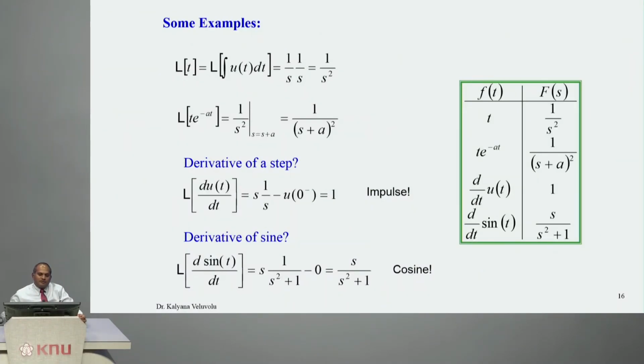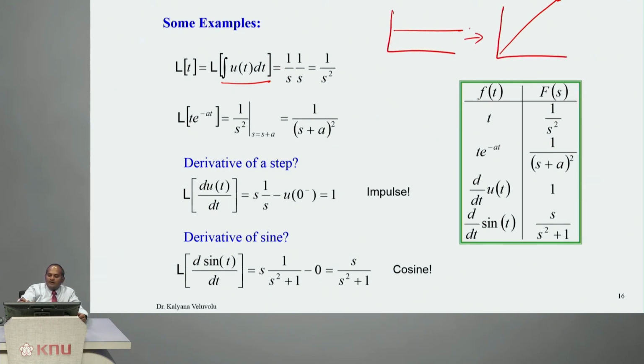Now, simple examples of the Laplace transform. Consider time: if you integrate the unit step u of t, you get a ramp. So time can be written as the integral of u of t dt. If you apply the Laplace transform, the integral gives 1 by s, and the Laplace transform of u of t is 1 by s. So you get 1 by s square.